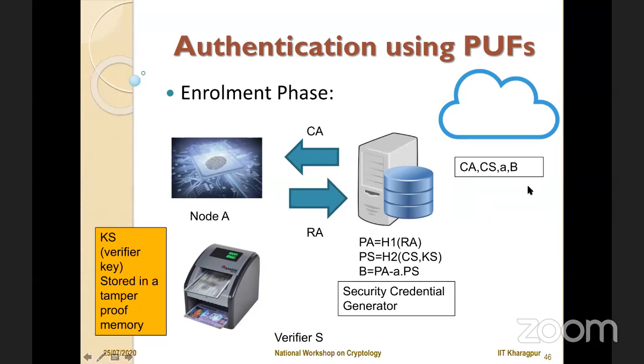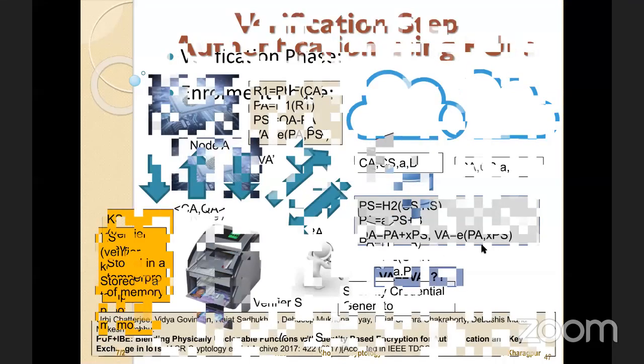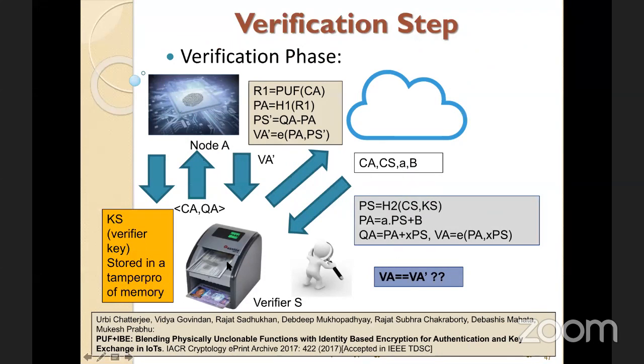So now once we have this set up, we can go into the authentication or verification phase. Suppose the verifier wants to communicate with this node A. What the verifier does is it again contacts the cloud, gets this information CA, CS, A, and B. Because it has its own secret key, it can compute one part of this information, which is PS, and then apply A and B with the elliptic curve operation and get the value of PA.